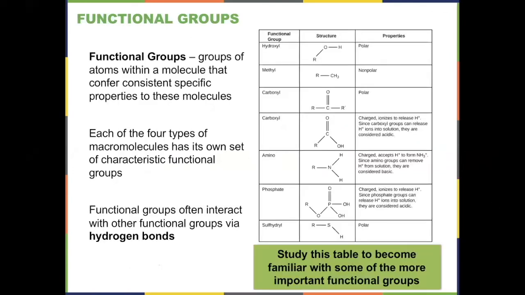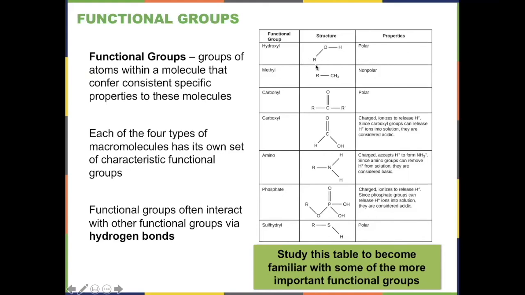All right, next, functional groups. Functional groups are groups of atoms within a molecule that confer specific properties to those molecules. Here is a list of the different functional groups that we see in a lot of different biological molecules. This list is actually very important. You should be familiar with it, with what the structure looks like as well as what its properties are.